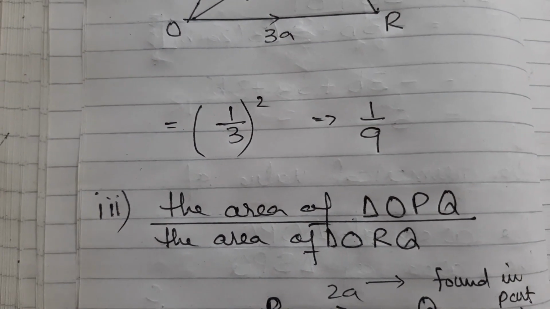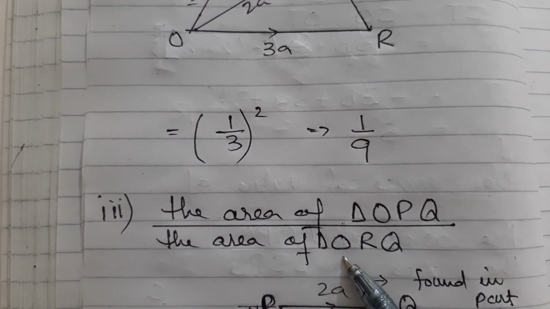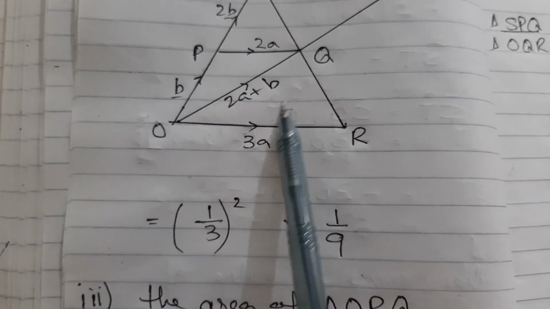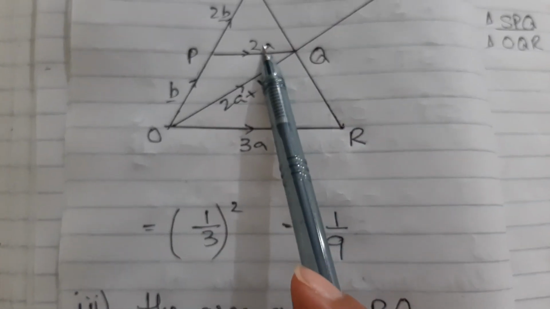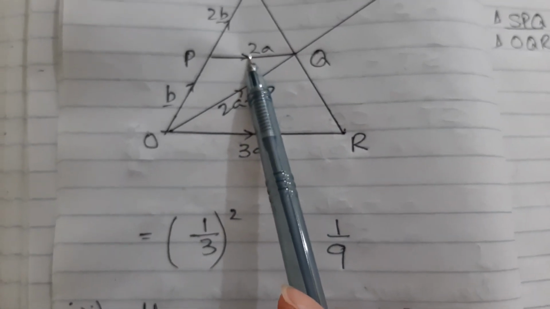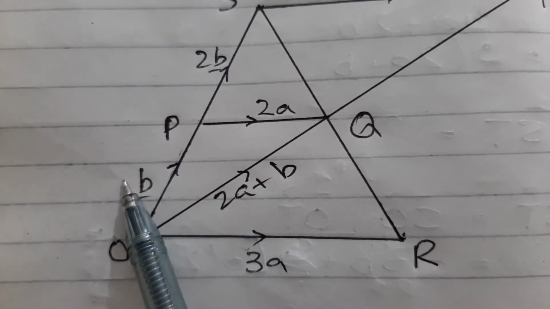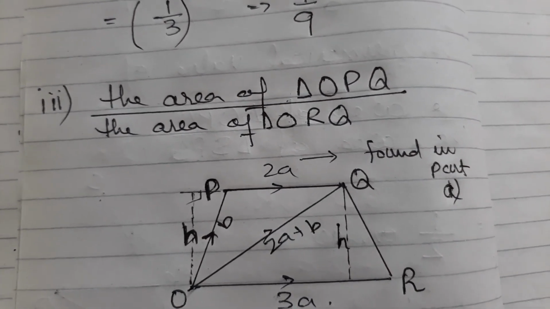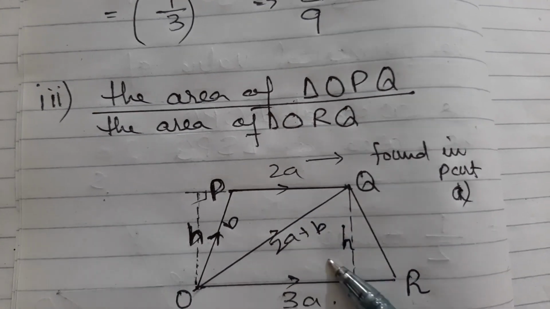Okay, so now the question is saying the ratio of area of OPQ and triangle ORQ. What is OPQ? This is OPQ and this is ORQ. So let me draw this part of the question here. By the way, I have written this because I found this answer in part A, which is 2A. This was given. Okay. Now, question is saying find out the area of OPQ and ORQ. So this ratio with this.